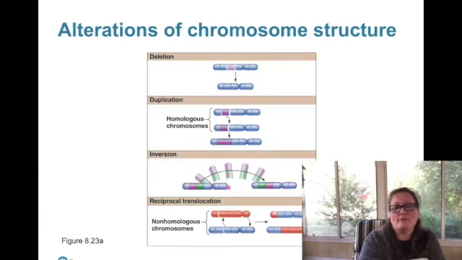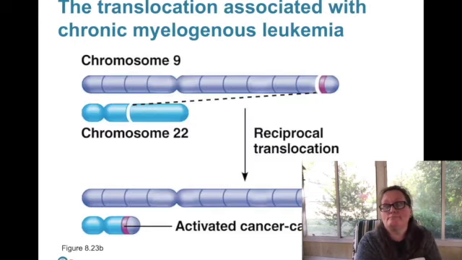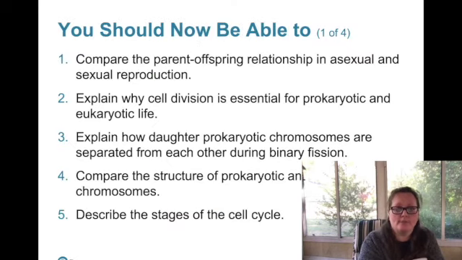So this is just a quick visual to help you notice that deletion just means a part of it is deleted. Duplication, it accidentally duplicates the same part twice. Inversion, it literally flips it. And reciprocal translocation, what we just talked about, takes a segment from one and sticks it to a different one. All of these can cause various mutations. In some species, it might create a whole new species. In others, it might just cause the baby not to survive. So again, we're going to cover all of these later.